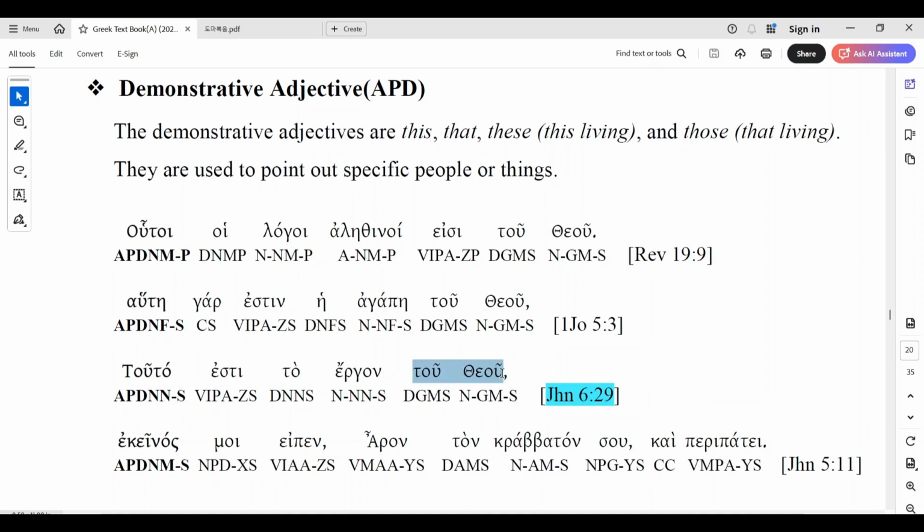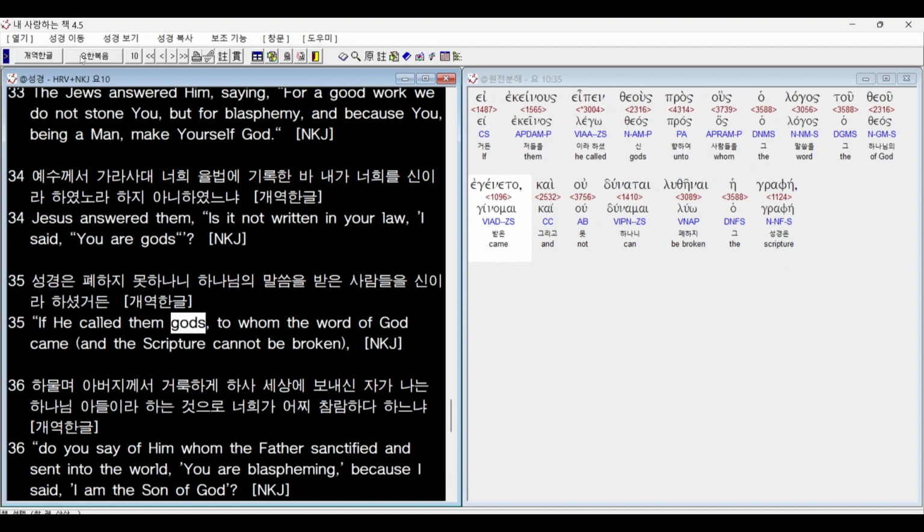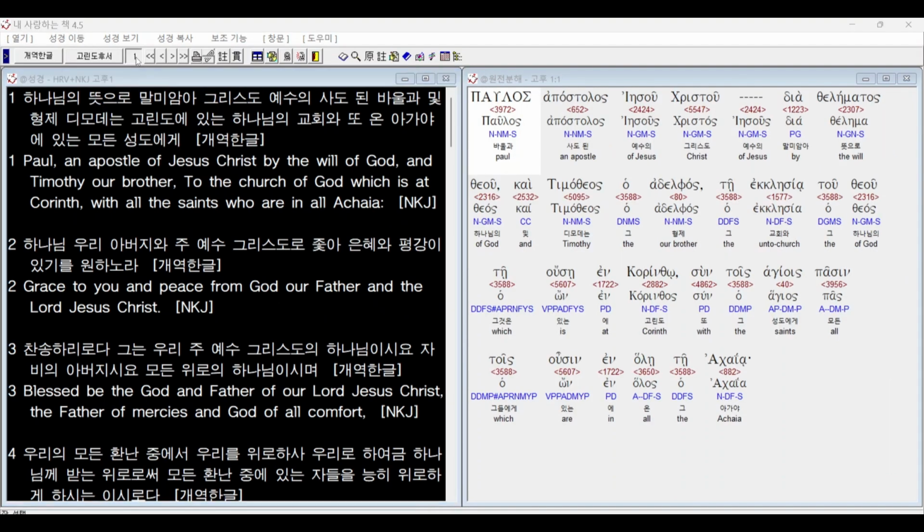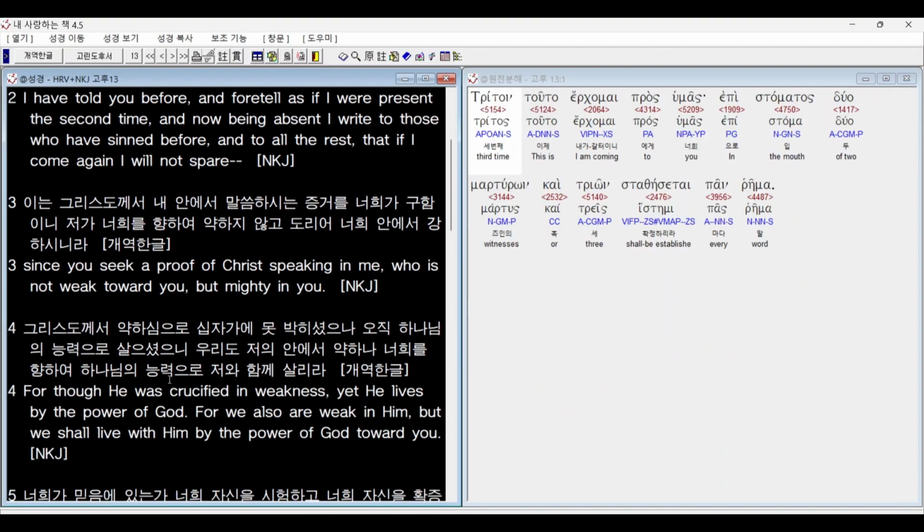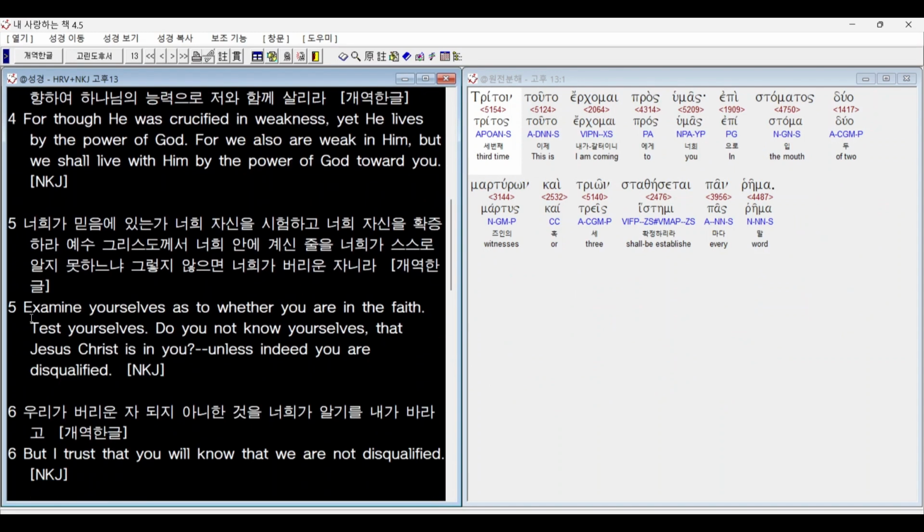Because God is working inside me. And Jesus also working inside me. When we go to 2 Corinthians chapter 13, examine yourself as to whether you are in the faith. Test yourself. Do you not know yourself that Jesus Christ is in you?